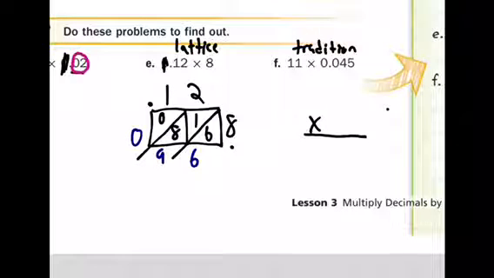Now, watch where the decimals meet. Remember, they meet right here. That's where your decimal is going to be. So you should have 96 hundredths.